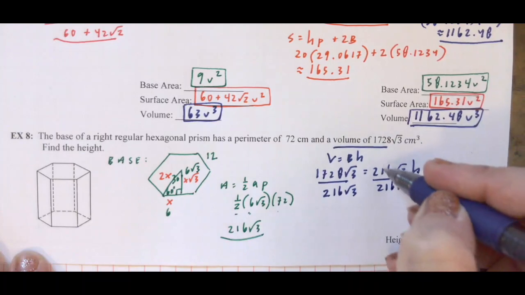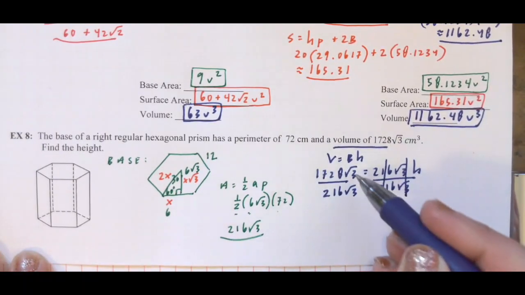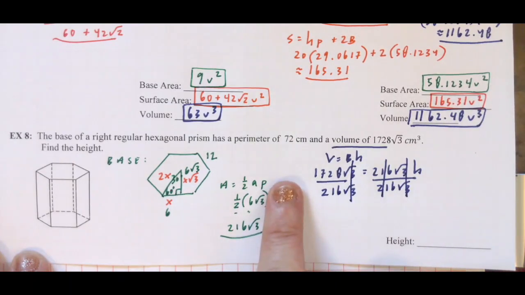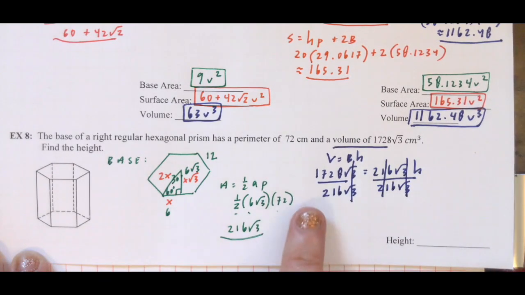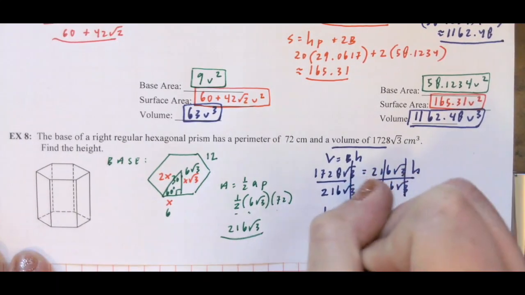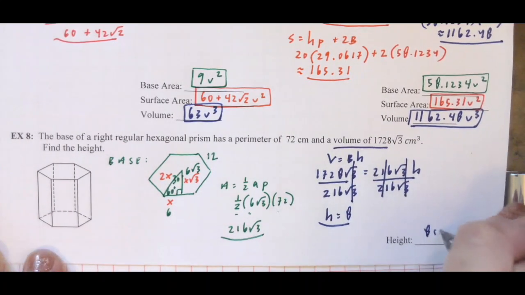So I really just have to divide out that base area that I just solved for. When I divide something by itself, that's 1. Root 3 over root 3 is just 1. So I need to take 1,728, divide it by 216, and I get a height of 8. So 8 centimeters, that is my unknown.